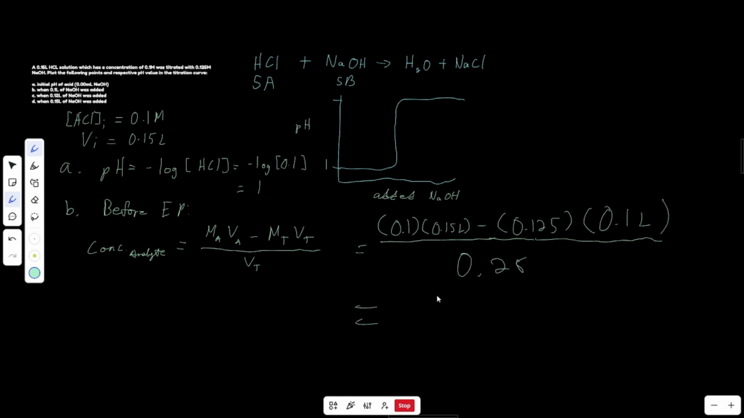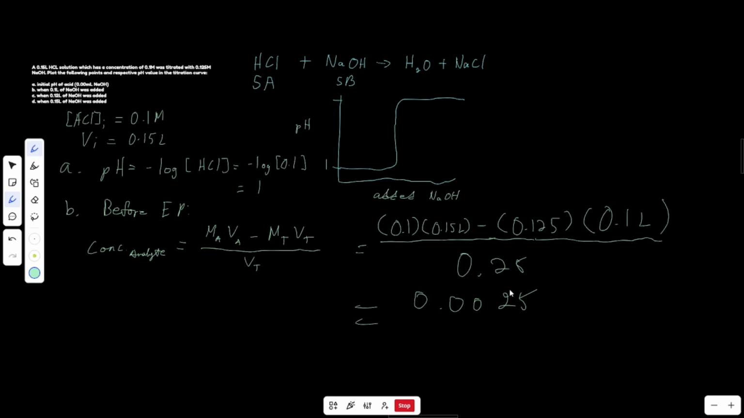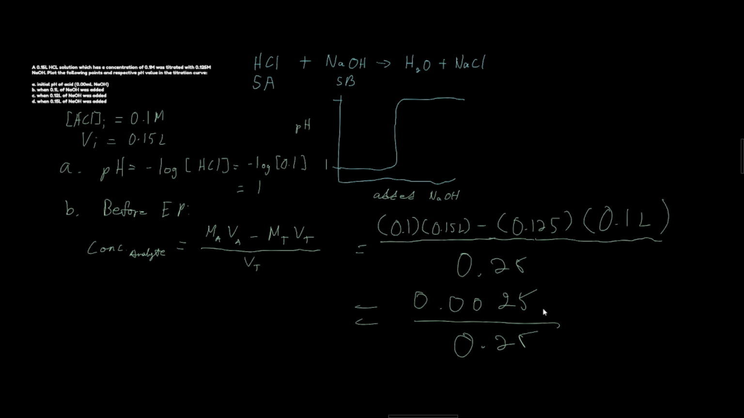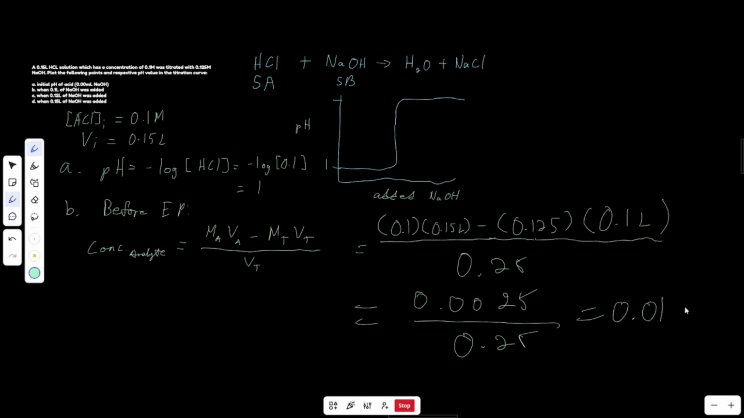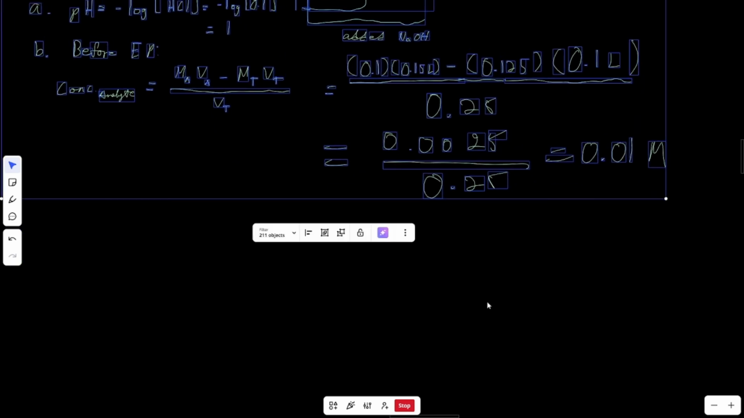Now doing the calculations, on the top you would get, hold on, let me double check. You would get 0.0025 over 0.25. So 0.0025 divided by 0.25 is equal to 0.01. And this is our molar concentration for our HCl currently, right?